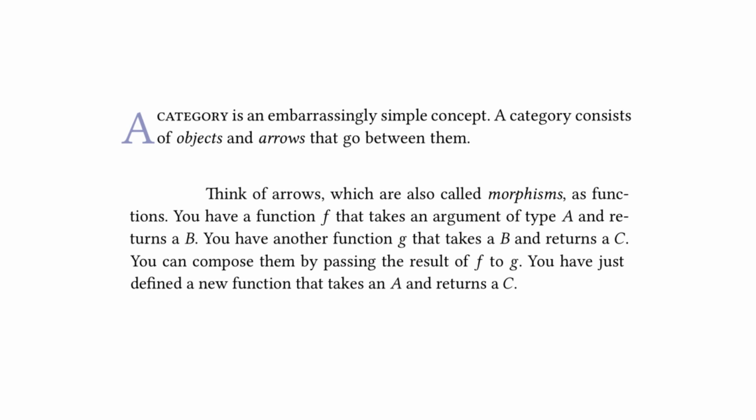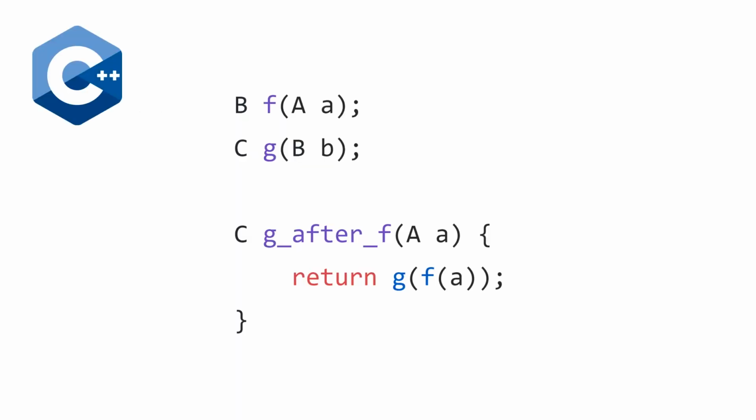You have a function f that takes an argument of type A and returns a B. You have another function g that takes a B and returns a C. You can compose them by passing the result of f to g. You have just defined a new function that takes an A and returns a C. And Bartosz goes on to show this in C++.